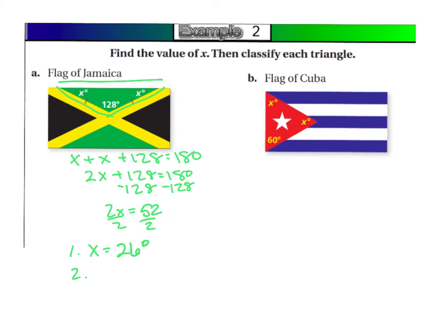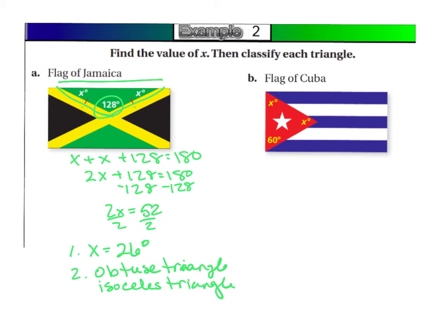Then we have to classify it. We have an obtuse angle, so we're going to call it an obtuse triangle. Not right, not acute, and not equiangular. We do have two sides that are the same, so we can also say that it is an isosceles triangle. So here we have two different ways of classifying it. And on your homework, you are going to have to give me both.